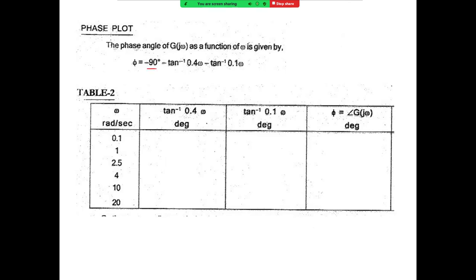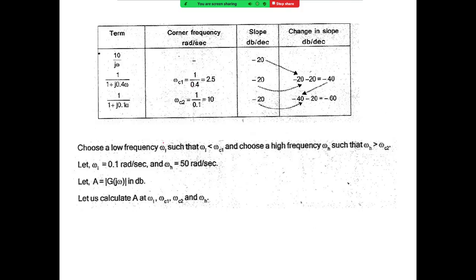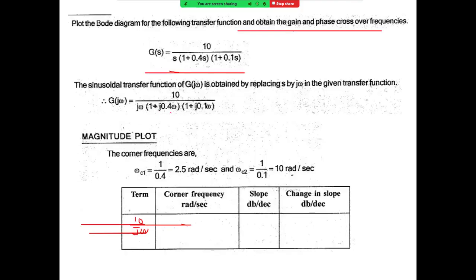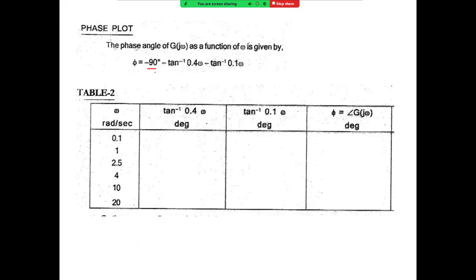So that's why you can write directly minus 90 degrees here. Minus 90 degrees. And the remaining terms, 1 plus j 0.4 omega. 1 plus j 0.4 omega means tan inverse of 0.4 omega by 1. That is real part, imaginary part by real part. Here also, imaginary part by real part, which is in the denominator. So we will take into the numerator so that we will get the negative sign. So that is what is the phase angle? Minus 90 minus tan inverse of 0.4 omega and minus tan inverse of 0.1 omega.